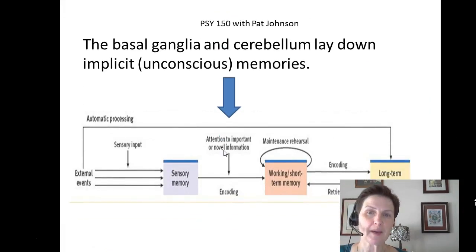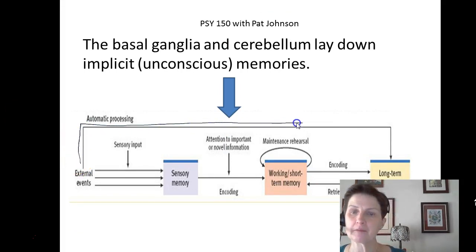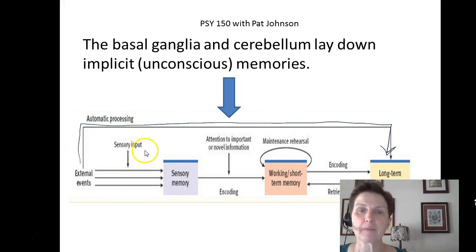So here's what the basal ganglia and the cerebellum do. They do this automatic processing track of implicit memories below the level of consciousness.